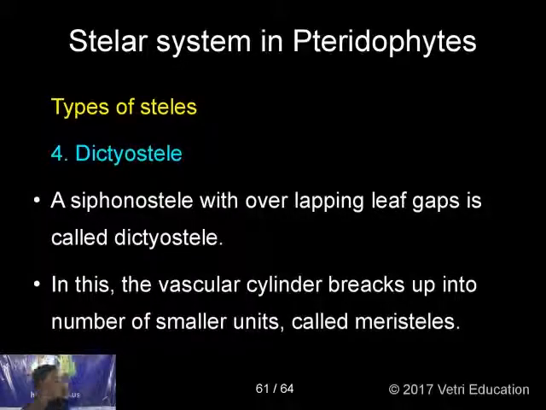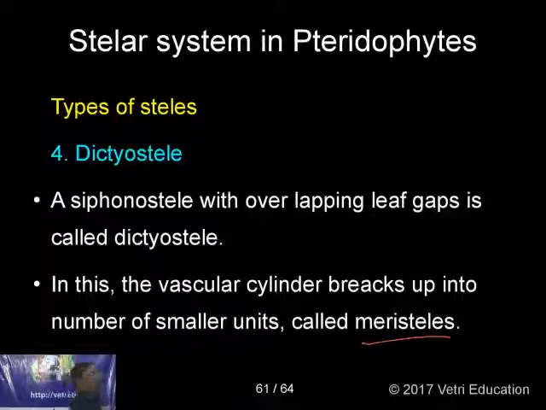Next is the fourth one, dictyostele. In the siphonostele, because of a leaf gap, the vascular cylinder is cut. But here, because of overlapping leaf gaps, many leaf gaps, the stele is cut into different smaller units. Each unit is called a meristele. In this, the vascular cylinder breaks up into a number of smaller units called meristeles. So in a dictyostele, dictyo means cut into pieces, and each piece or each unit is called a meristele.